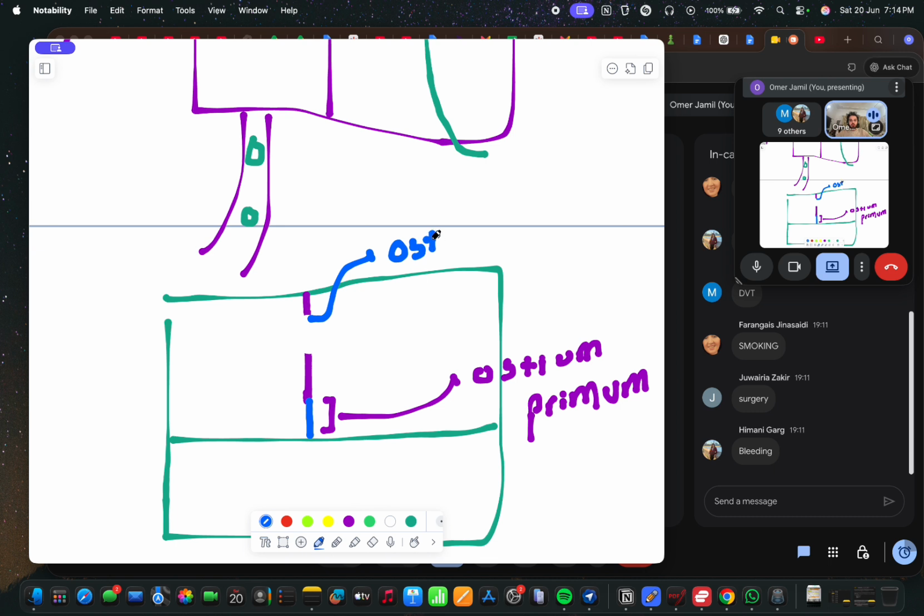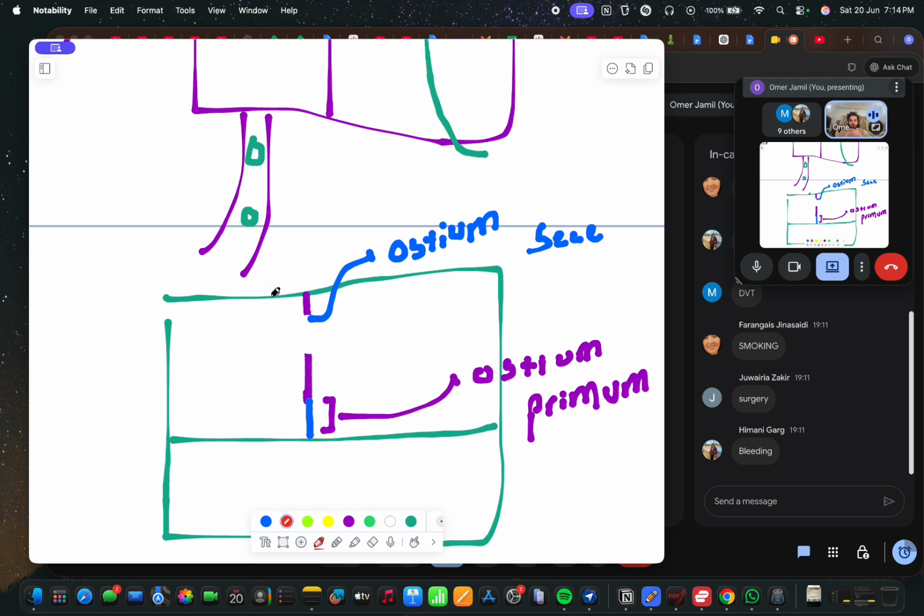It's very important to differentiate these two. Mostly students get caught up in ostium primum and secundum and mix them up, thinking they're the same thing, while in reality they're not. I'm going to bring up a very important point about this ostium secundum. Now, the story doesn't end there.